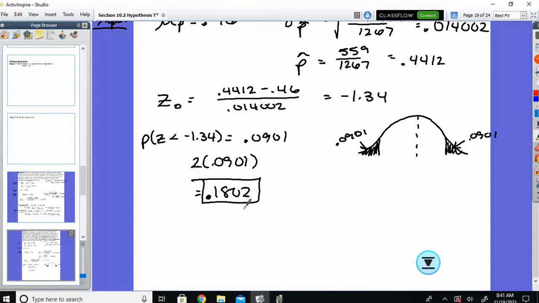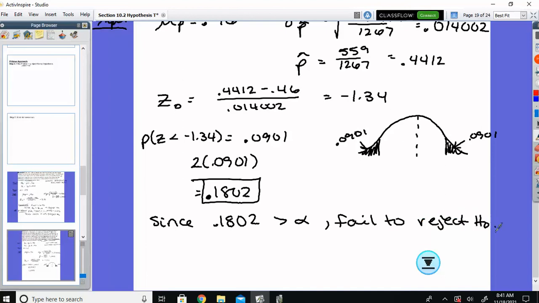So do I fail to reject or do I reject? You reject if your probability is smaller than alpha. Since this is greater than my alpha, which was 0.1, we fail to reject. Does that mean the null hypothesis is true? No, it just means I haven't proven it's false.